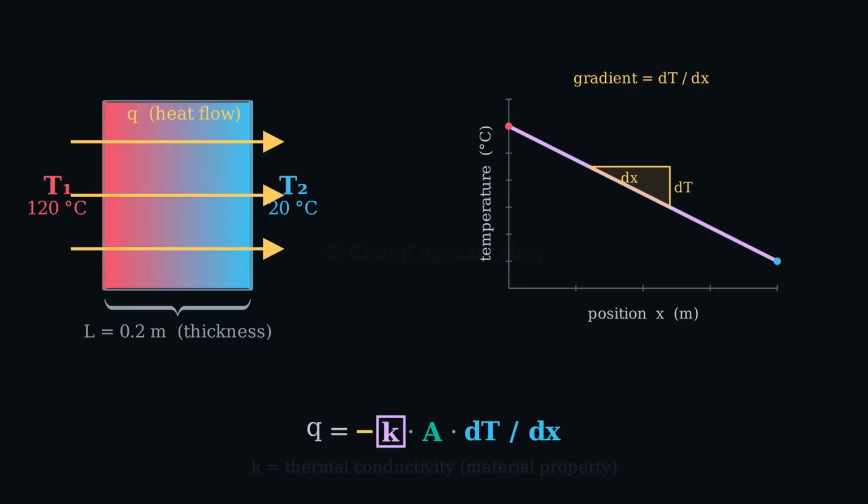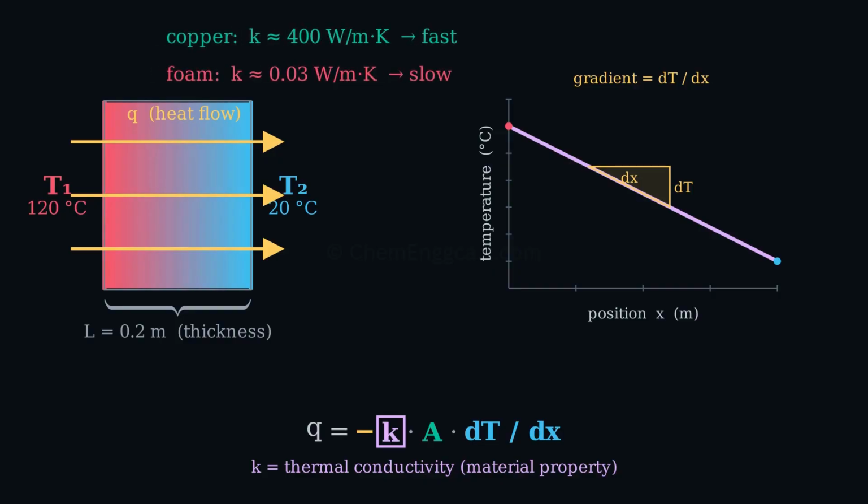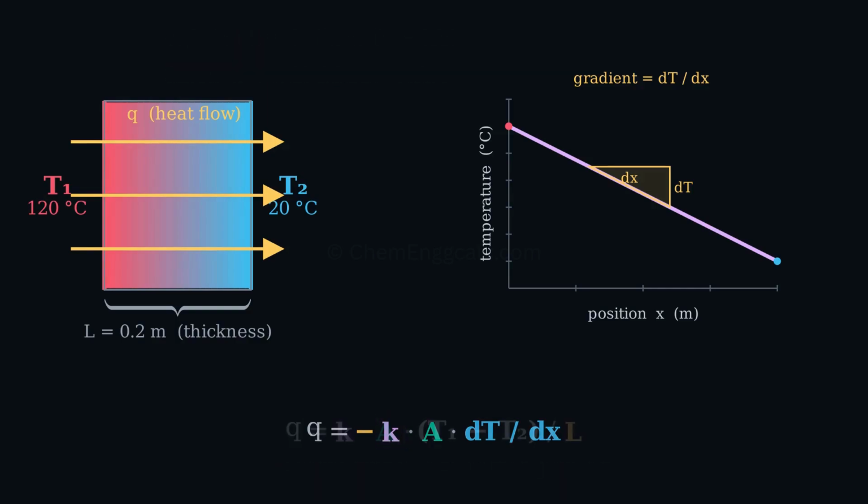The constant K is the thermal conductivity, a property of the material itself. Copper has a high K, so heat races through it. Foam insulation has a low K, so it holds heat back. For a flat wall, the law simplifies neatly. Q equals K times A times T1 minus T2, divided by the thickness L.